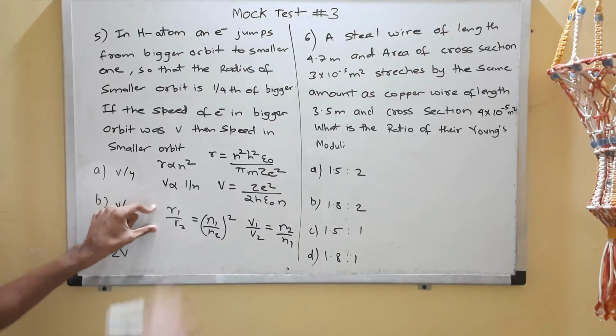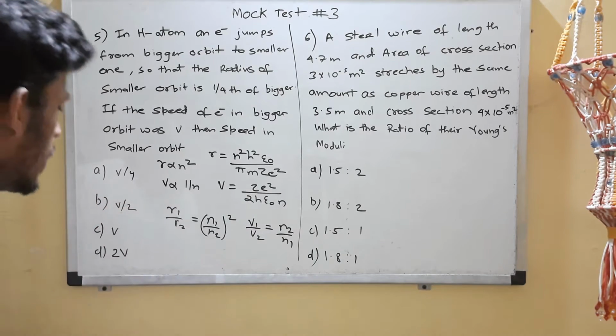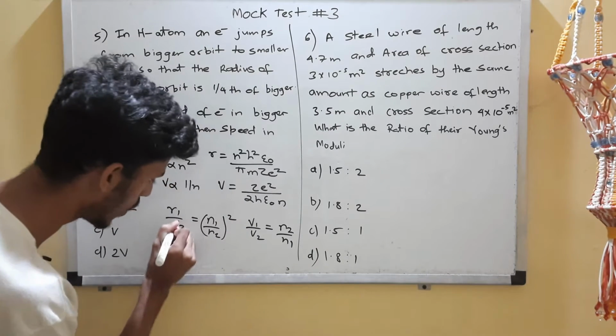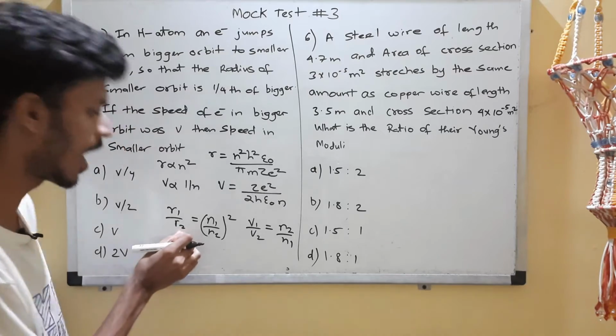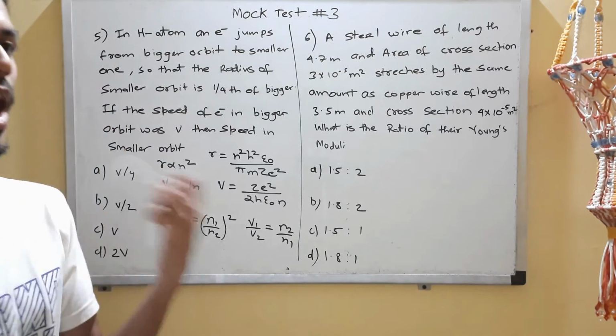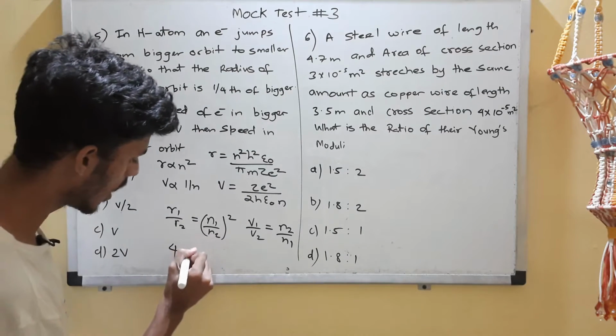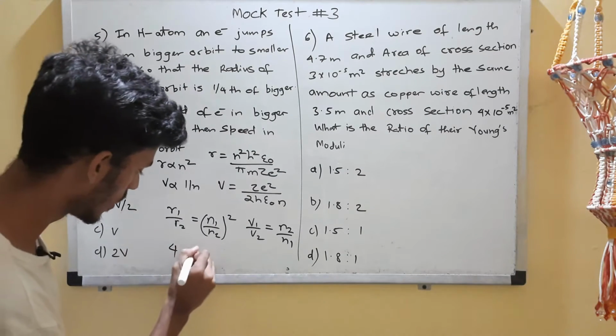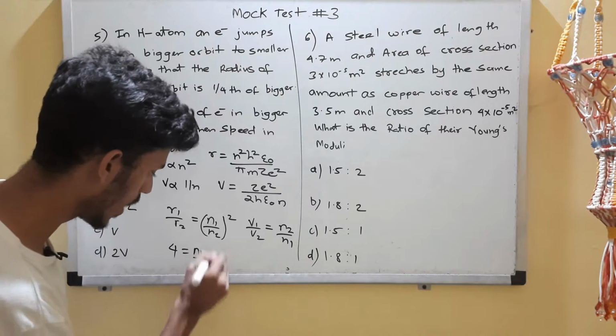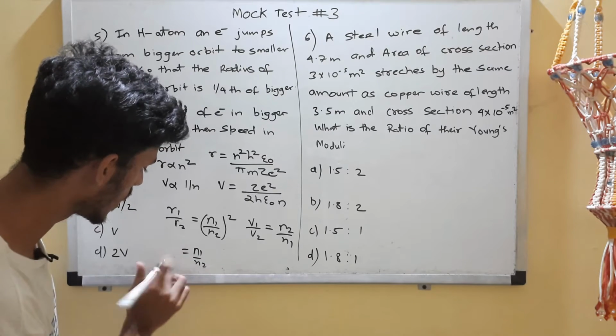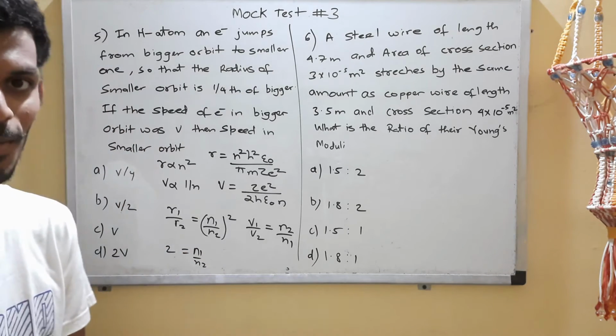It's 1/4 of the bigger orbit. Or r1 is 4 times the smaller one. So 4r by r. Right. So if r2 is r, then r1 will be 4 times that. So this ratio is 4 over here, and n1 by n2 is n1 by n2 squared, right? So if you take root on both sides, n1 by n2 is nothing but 2.